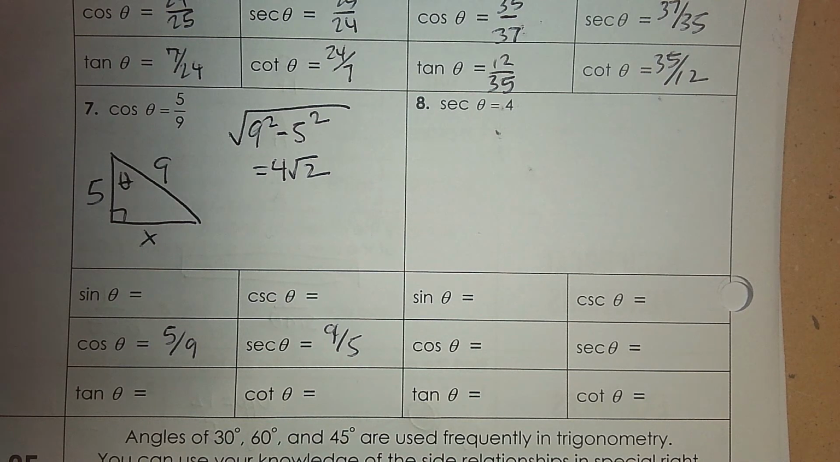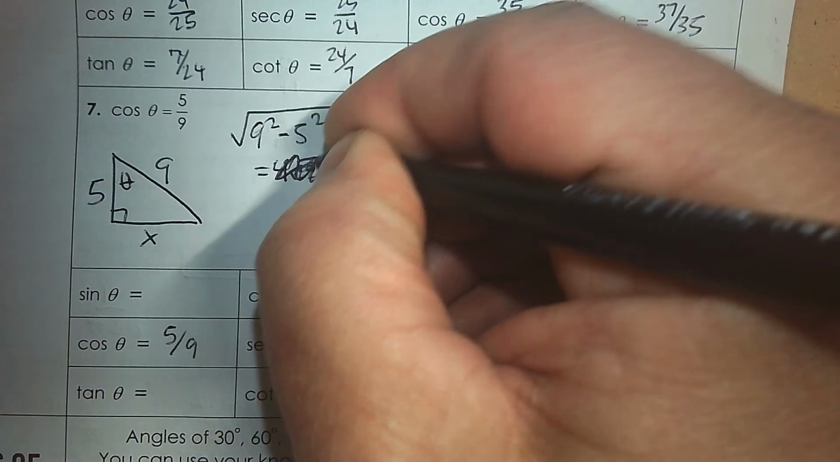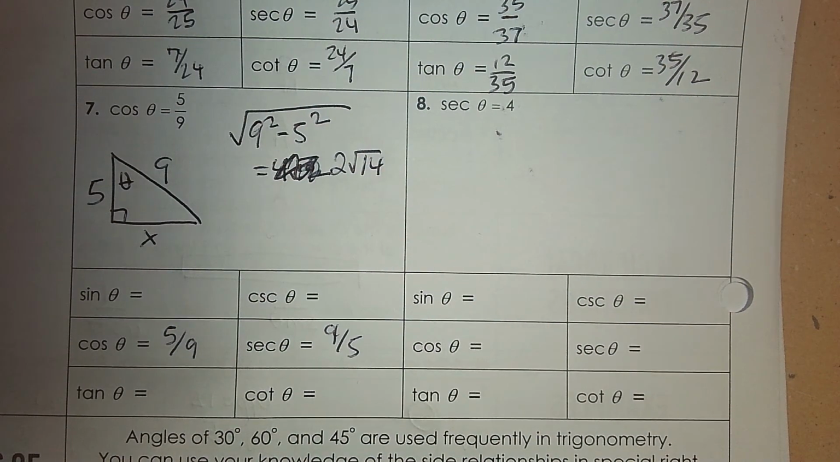Is it that? Oh, I did it wrong. What is it? I got 2 square root of 13. I was looking at the wrong question. 2 and the square root of? There we go. Did that make it better? Yes. There you go. I can tell on your faces when I did something. So, 2√14.